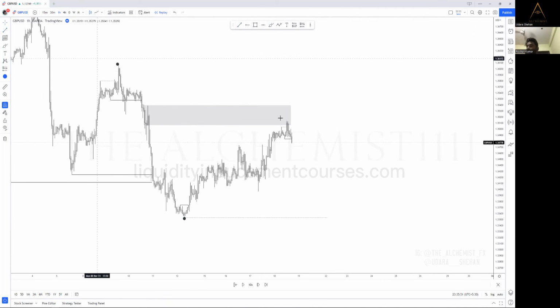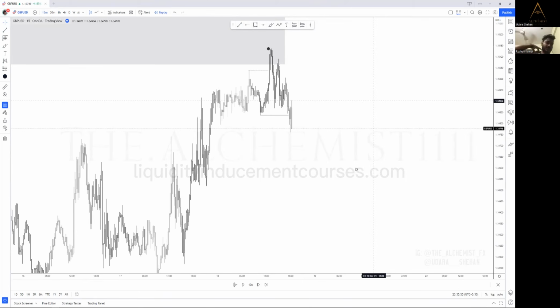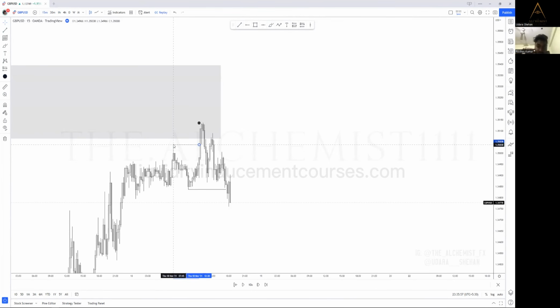Now we get the confirmation on the 1 hour time frame. Go to a lower time frame to get our entries. Okay, let's go to the 15-minute. By now you should already see the entries because you know what we do.